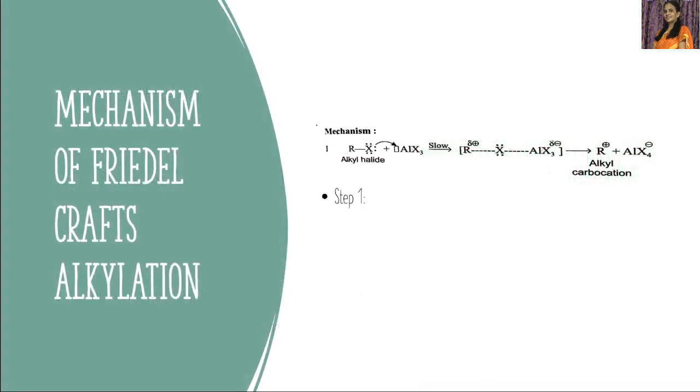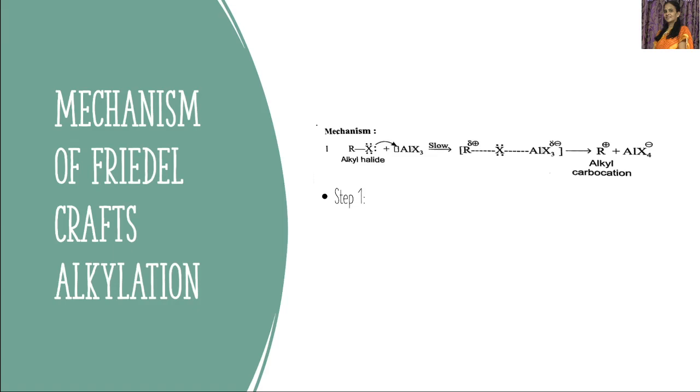So, mechanism of Friedel-Crafts alkylation. Here step 1, first step. In all these electrophilic substitution reactions, step 1 is generation of an electrophile. So here in this reaction, the alkyl carbonium ion R plus is the electrophile generated. Now let's see how it is obtained.